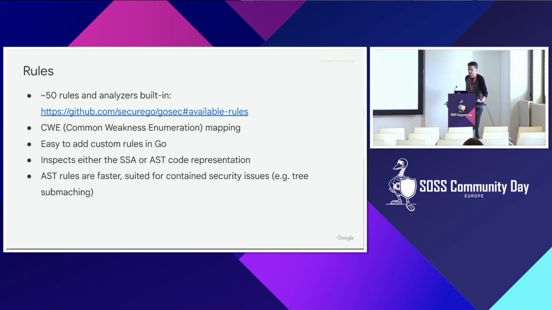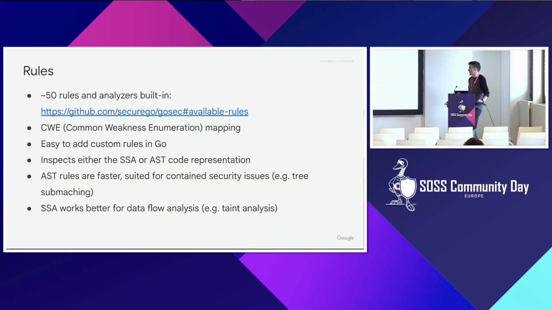And basically, the AST representation comes first from the compiler, and of course, it executes faster. You have to see it as a syntax tree, and it's suitable for very, let's say, contained security issues where you know exactly the lines of code and exactly the pattern you want to match on. It's relatively fast, actually.